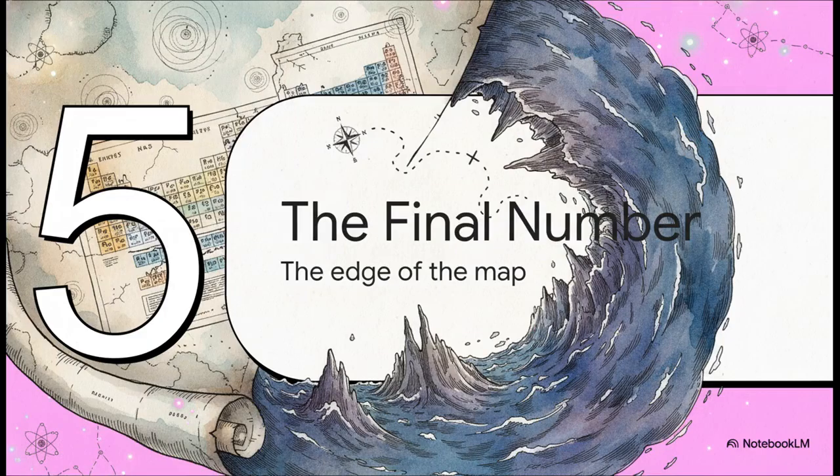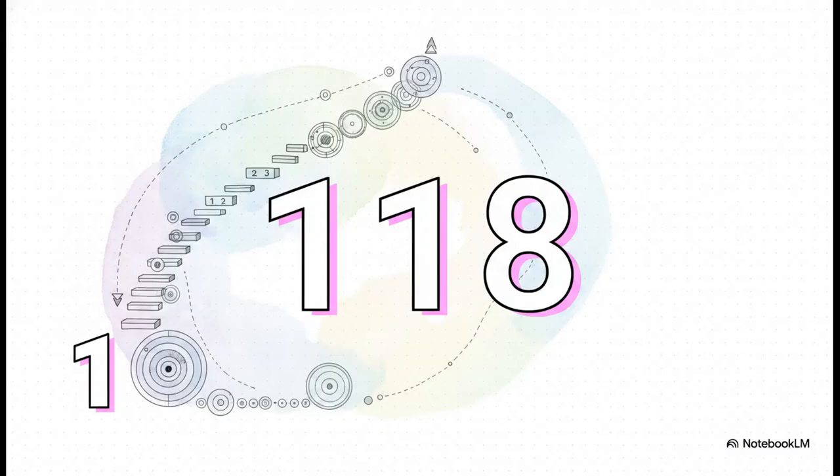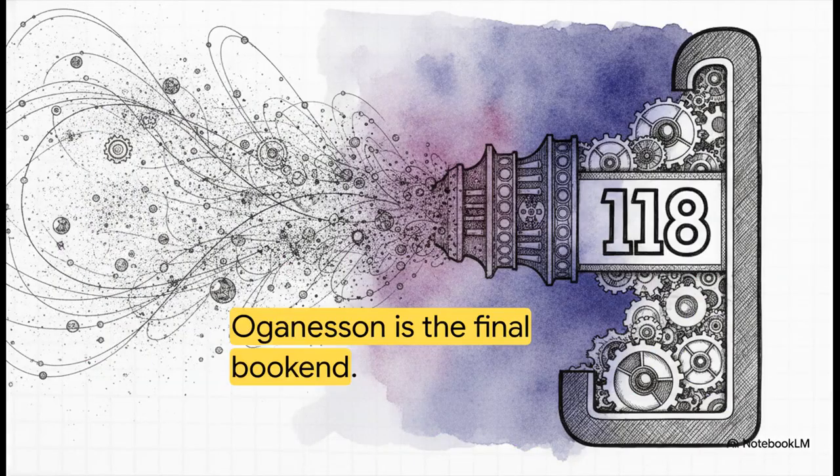The final number. Finally, we arrive at the culmination, the edge of the map. 118. We started with a simple 1, and we've climbed sequentially all the way up here. 118 is the current ultimate ceiling of this entire mathematical progression we're analyzing today. Oganesson holds this final spot. Sitting precisely at 118, it acts as the ultimate bookend to hydrogen's simplicity.